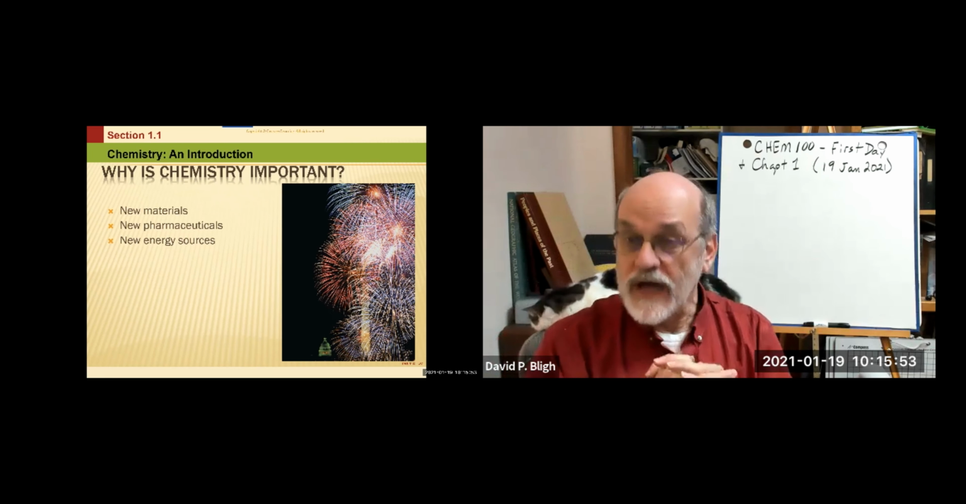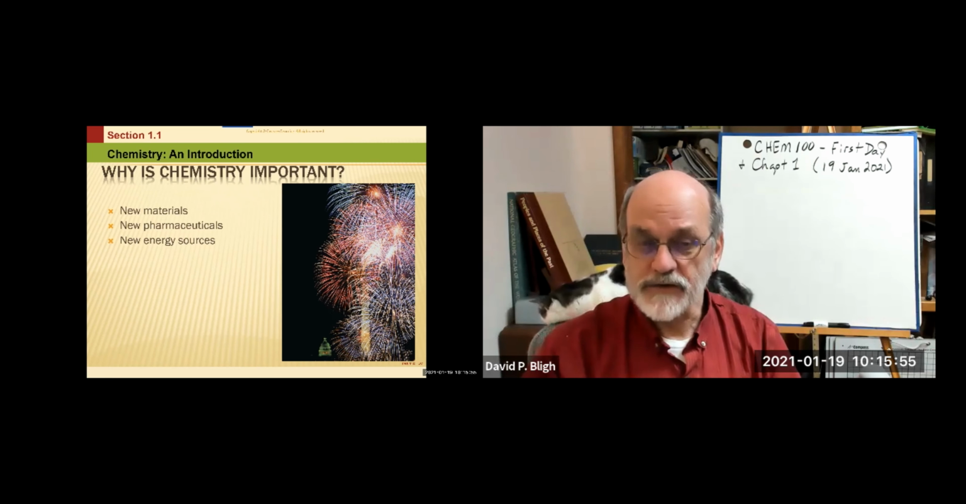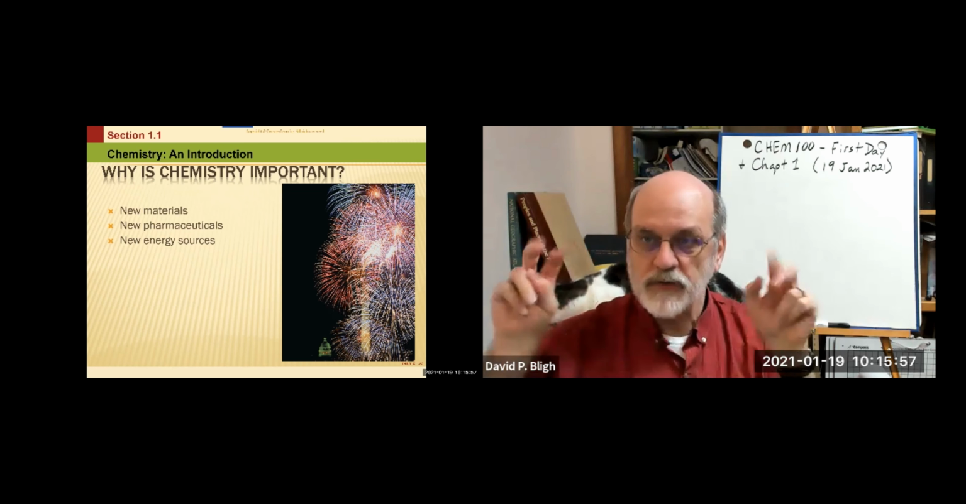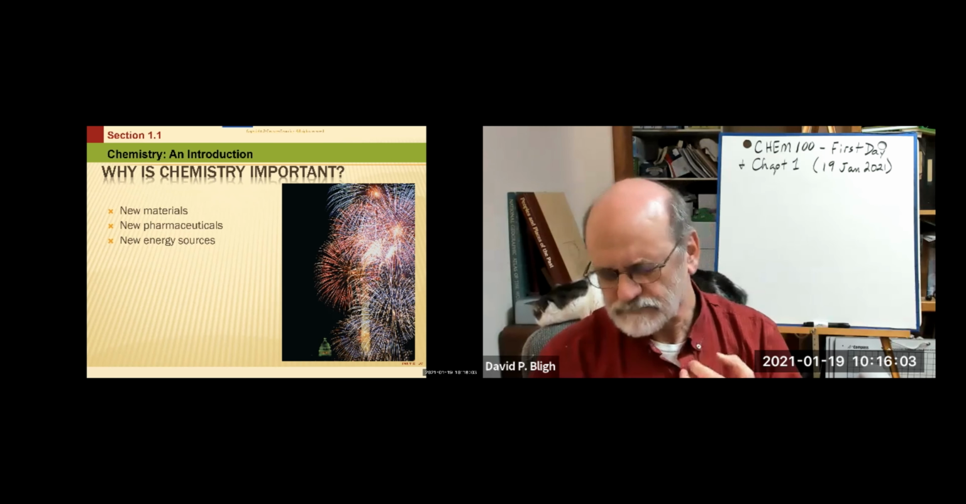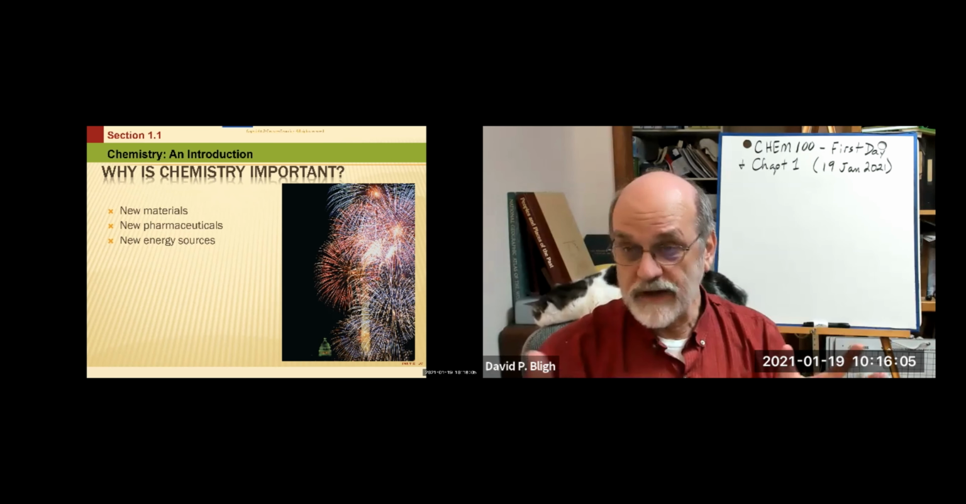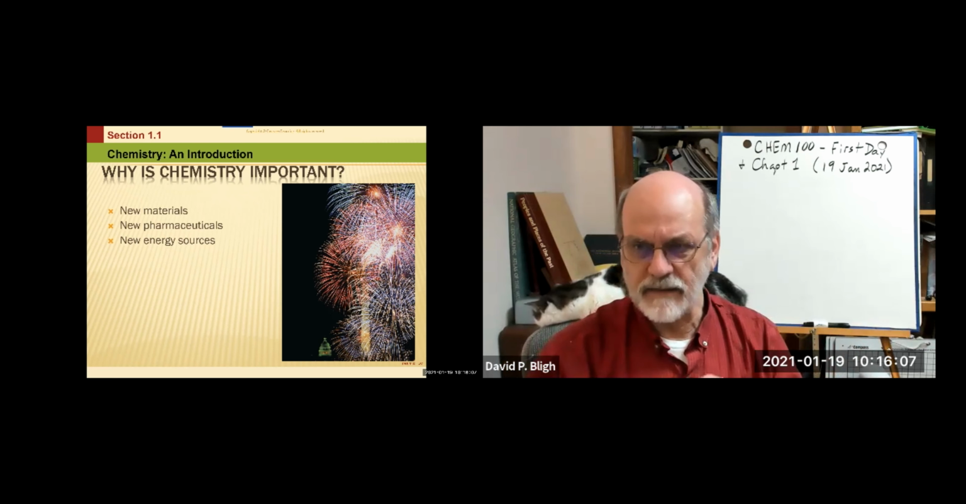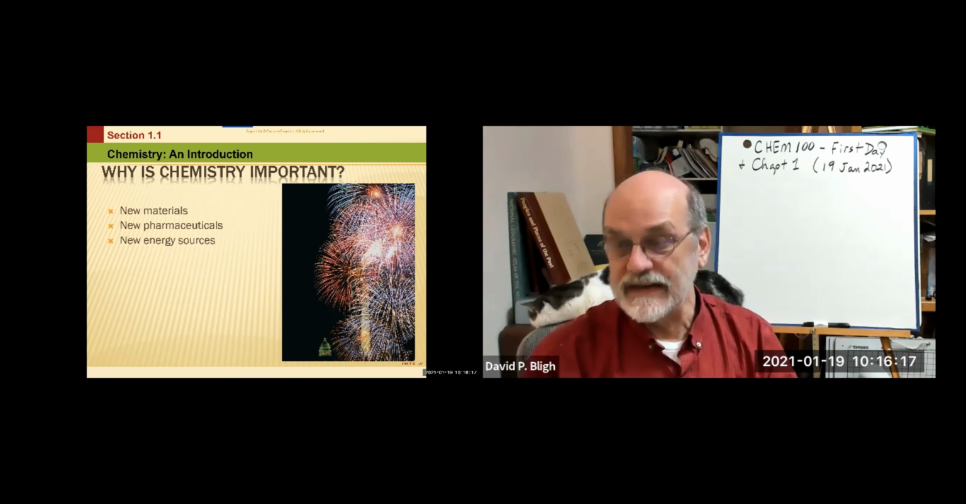But we do have new energy sources. There are some that are supposedly non-polluting, and we'll talk about that later. Nuclear energy, right, has gotten a bad rap over the years, but it's coming back. And these are all chemistry related.